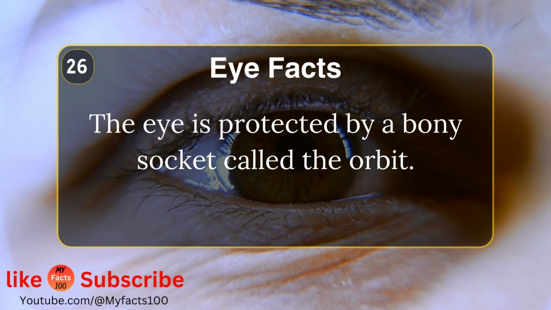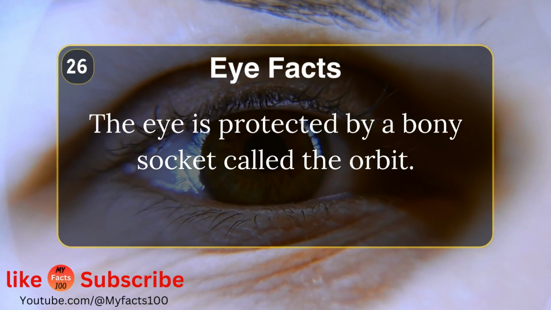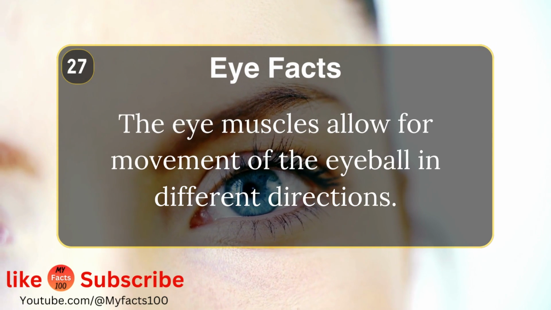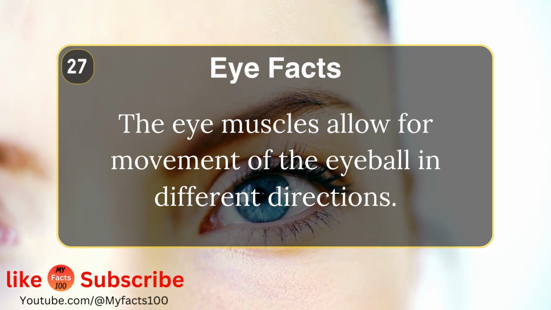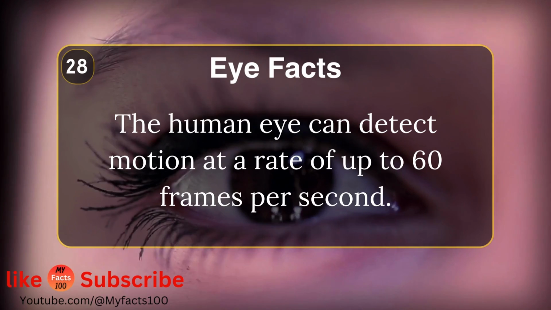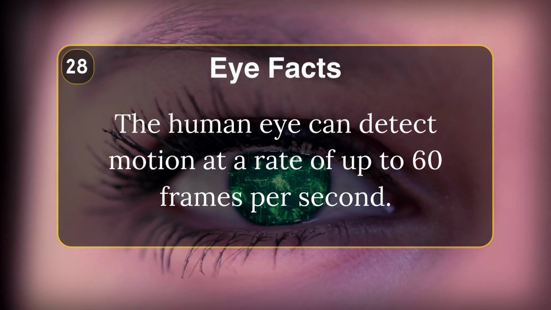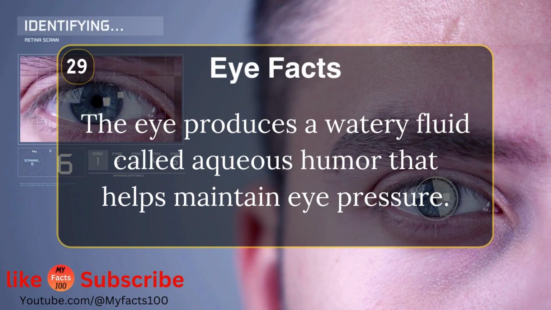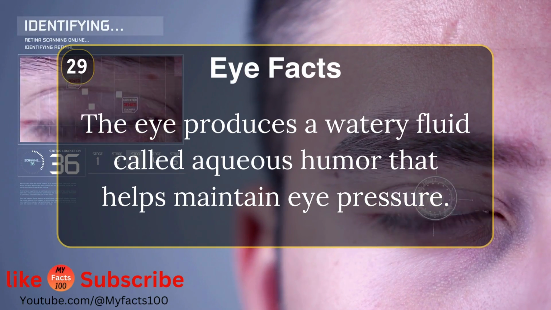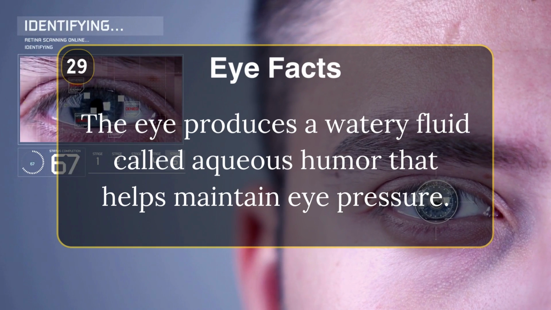The eye is protected by a bony socket called the orbit. The eye muscles allow for movement of the eyeball in different directions. The human eye can detect motion at a rate of up to 60 frames per second. The eye produces a watery fluid called aqueous humor that helps maintain eye pressure.